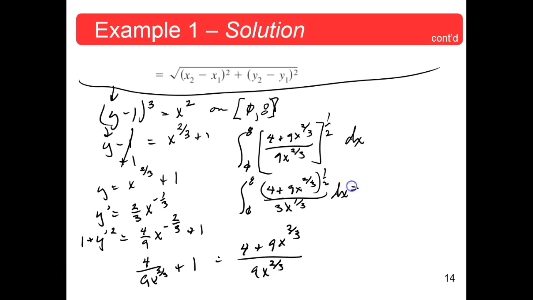So I'm going to rewrite it slightly here. 0 to 8. 4 plus 9x to the 2/3, to the 1/2, times, I'm going to pull the 3 on the 1/3 on the outside. Okay, that denominator goes outside. And this will be x to the minus 1/3 on the inside. I'll just move that upstairs again, dx. Okay.